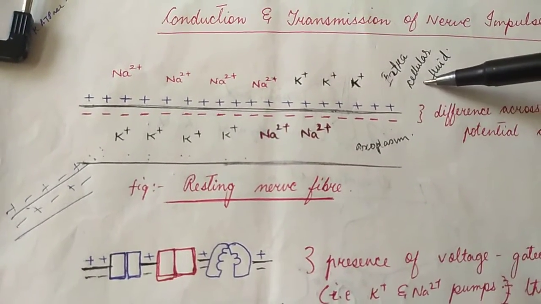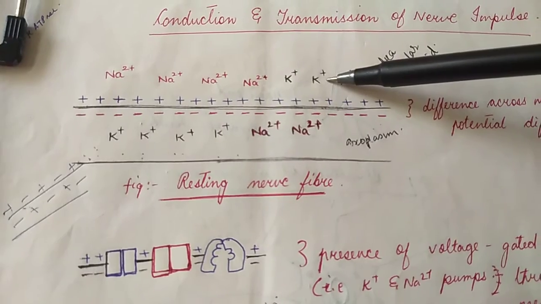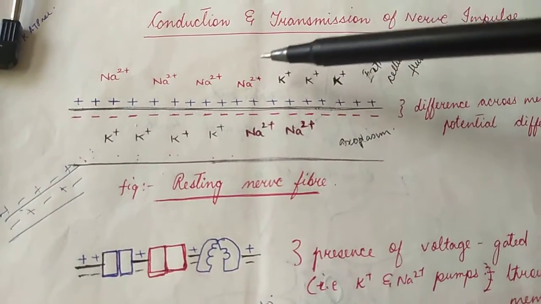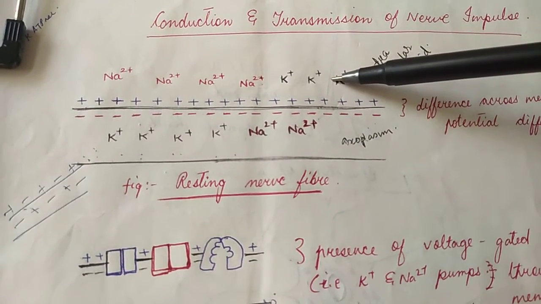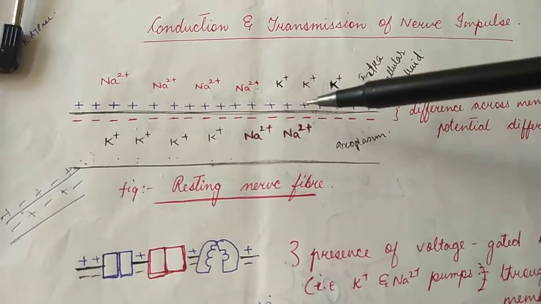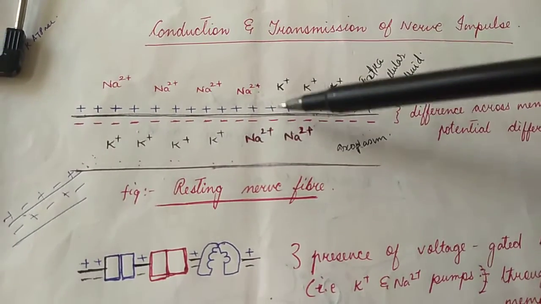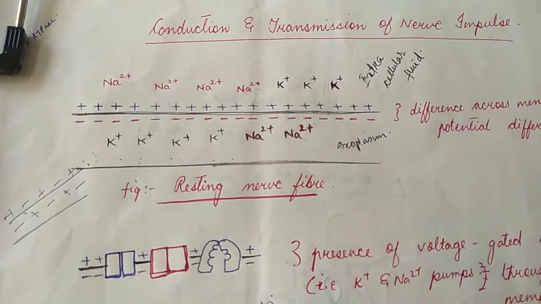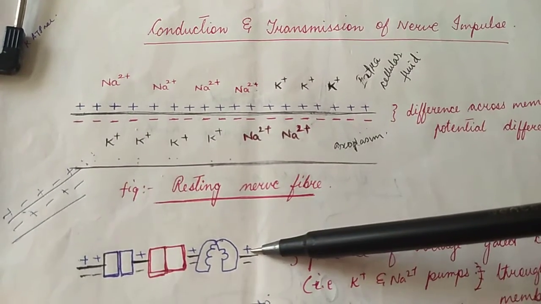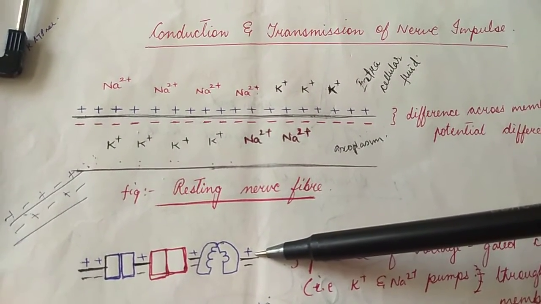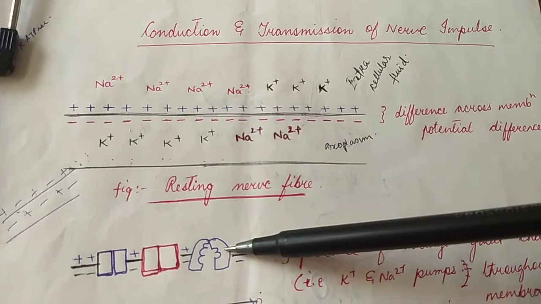In the extracellular fluid, we can see the presence of positive ions, both sodium and potassium ions. In extracellular fluid, the concentration of sodium ions is more than the potassium ions, whereas the axoplasm possesses more potassium ions than sodium ions. Also, we can see that throughout the axolemma, certain voltage-gated channels and sodium-potassium pumps are present.